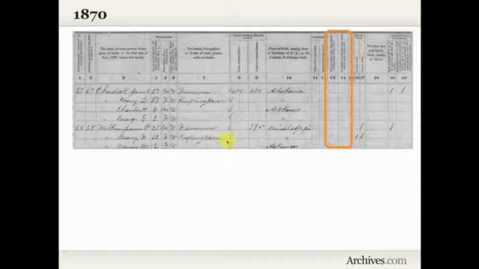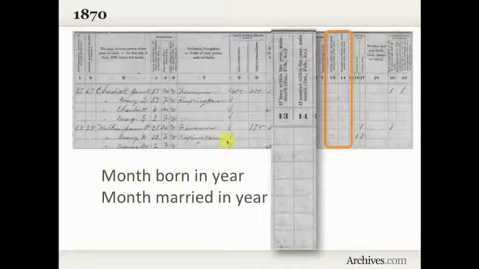Then in the next section in the 1870 census, if the person had been born in the year, and again, we're talking about that census year, we're talking about the 12 months previous to the census. If they were born in that year, they were supposed to write down the month. And the same is true if the person had been married in that year. What month were they married? So that can be some very good information, especially if you're working in an area that wasn't keeping good vital records at this time.